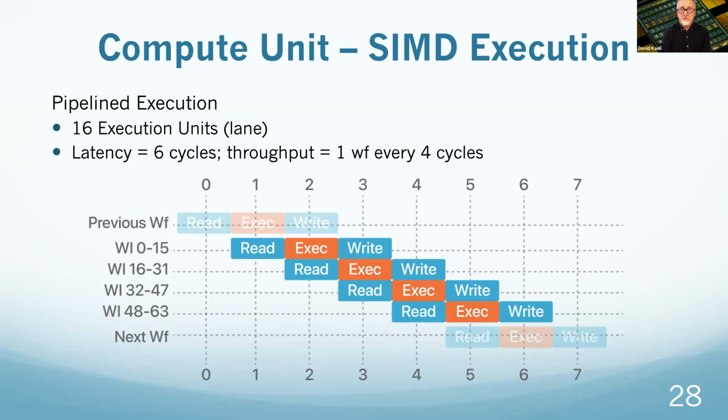So the SIMD execution in the compute unit is pipelined. So we have 16 execution units. That's a lane, and the latency takes 6 cycles to get through. So a throughput of 1 wavefront every 4 cycles, and then we can execute the next wavefront.